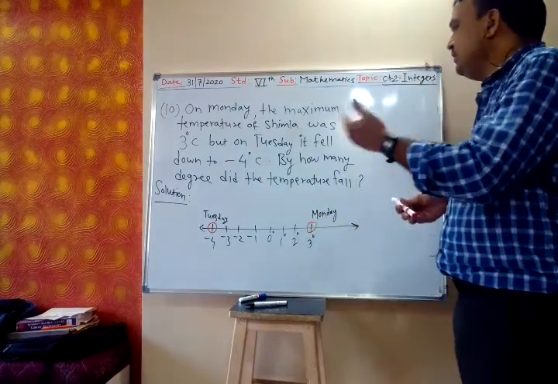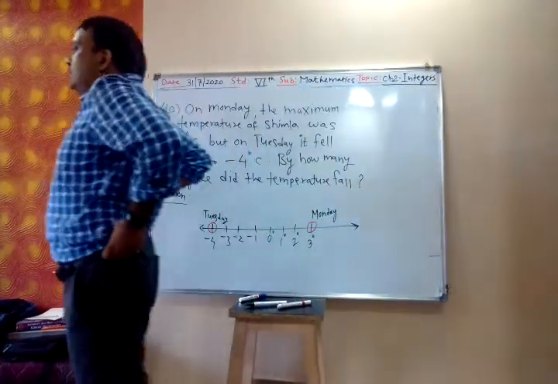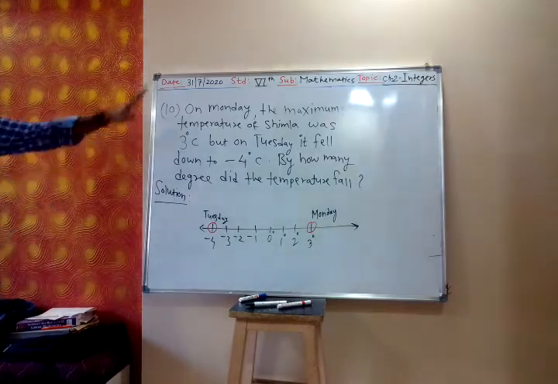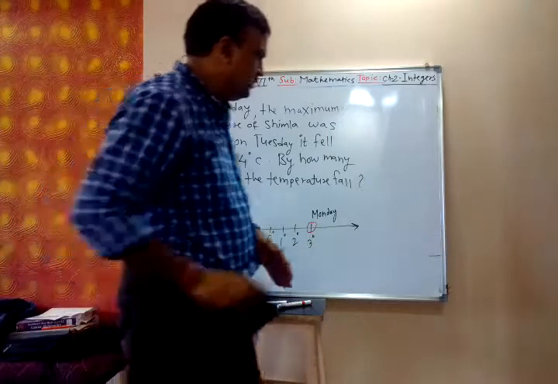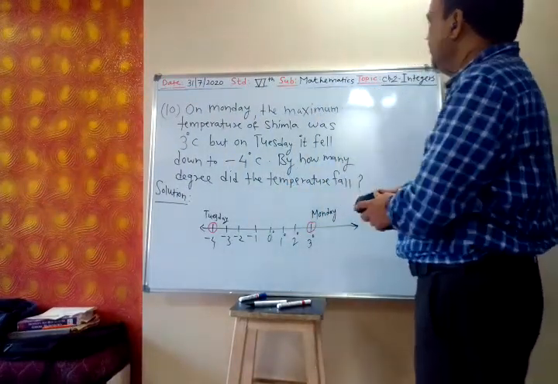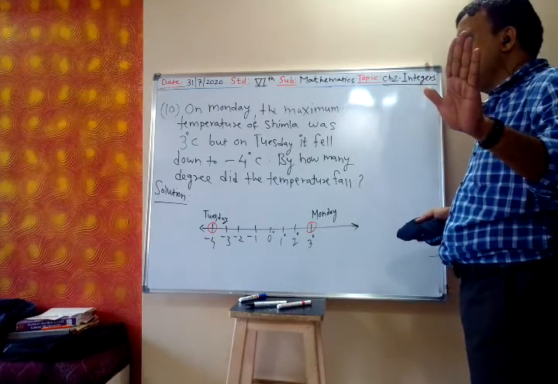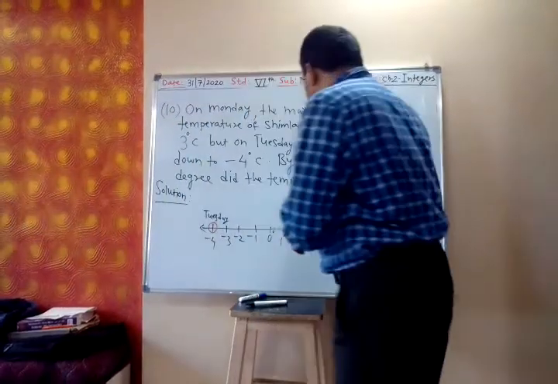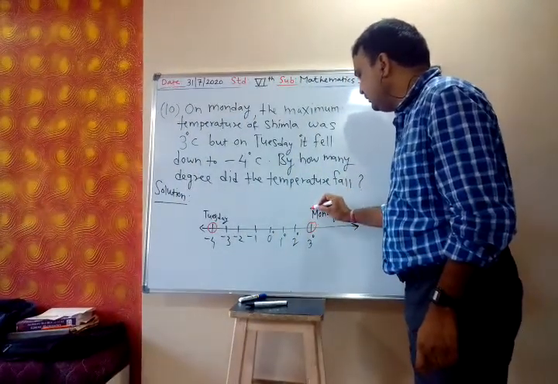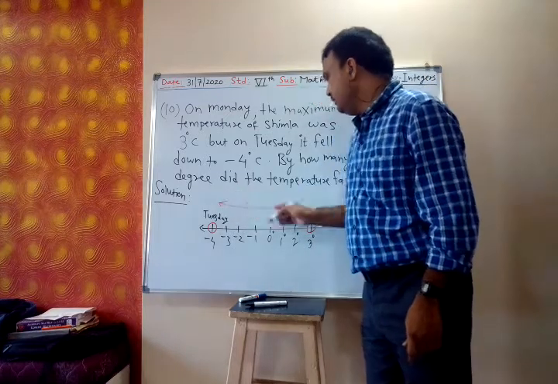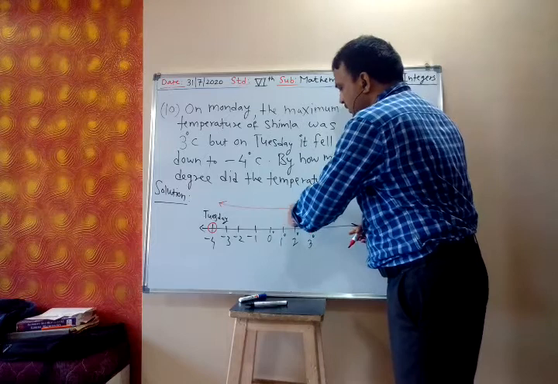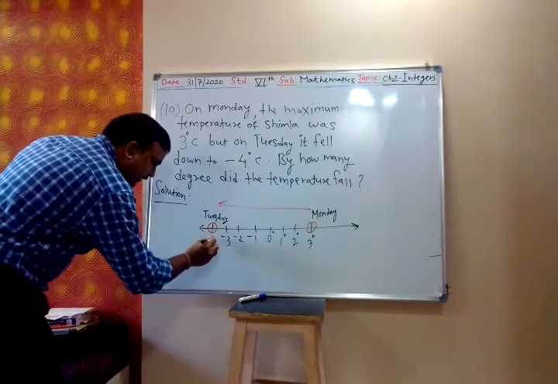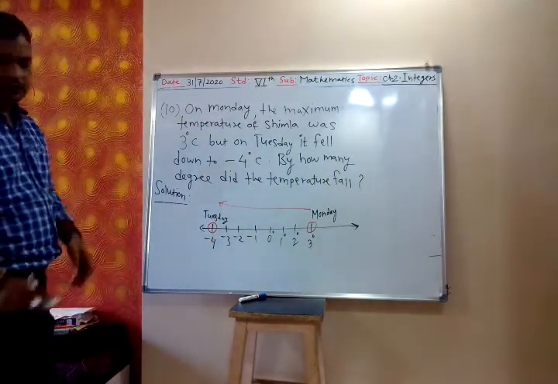So how much did the temperature fall? Wait, the answer is not -1. Why are you in a hurry? First you draw this diagram. Do not worry, I will explain. The maximum temperature in the beginning was on Monday, 3 degree. From there on the number line it goes down to -4 degree. From 3 degree it fell down to -4 degree. So let us write the answer.